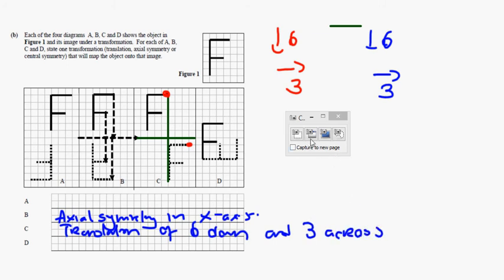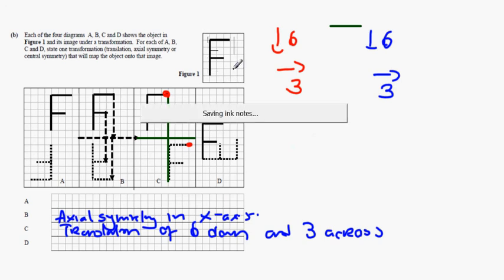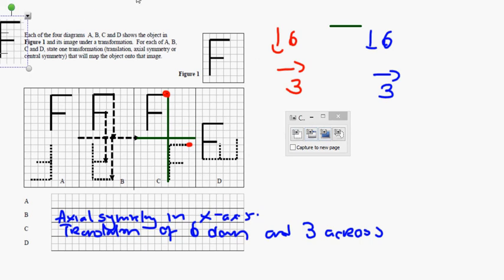And finally, the last one, if I was to take this F here. Okay, we can see what's happening here. So as I take this here, if we were to rotate this, it still wouldn't fit in, would it? So we've got to figure out what we're doing.